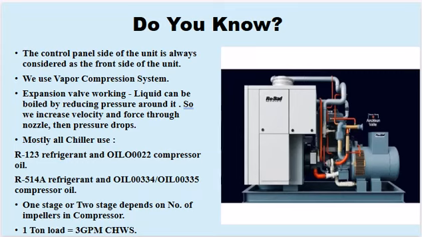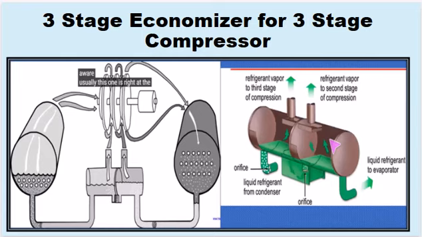Here's a helpful tip to remember: for every 1 ton of cooling load, you need 3 GPM, gallons per minute, of chilled water supply. Let's break down this complex system into simple parts. Imagine a 3-story building where each floor helps make the cooling process more efficient. On the first floor, first stage, the refrigerant starts its journey at low pressure and temperature.